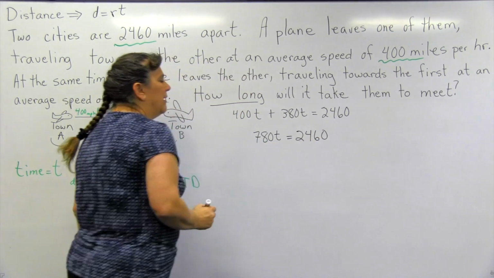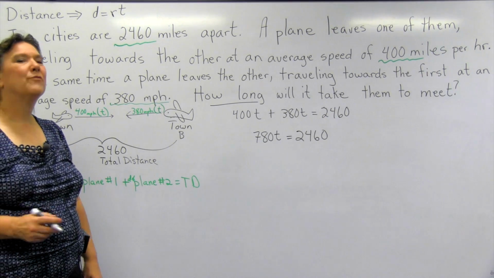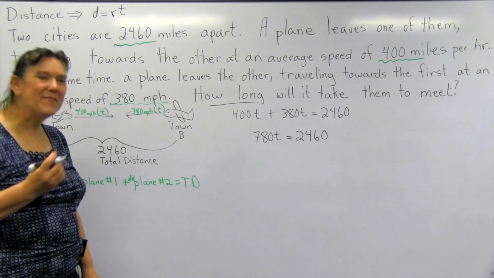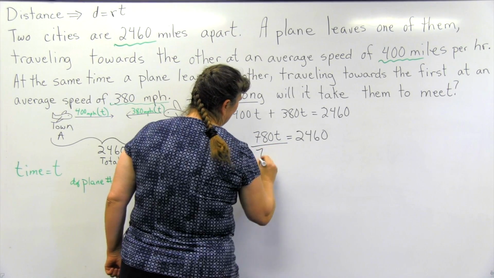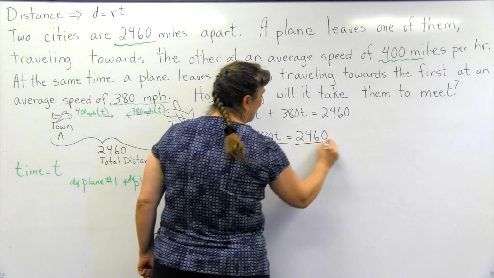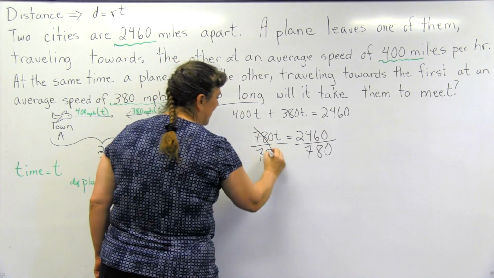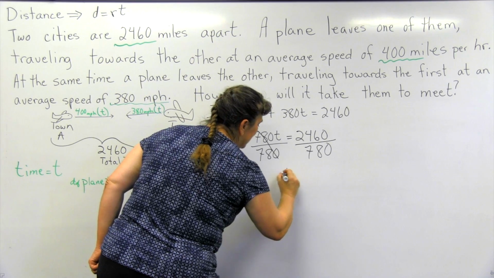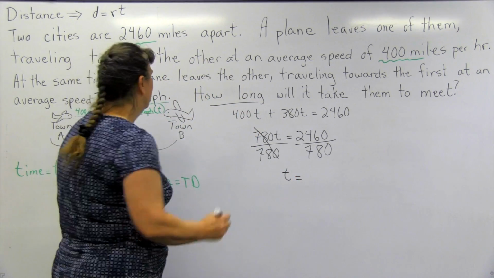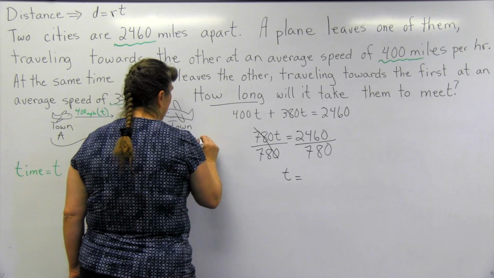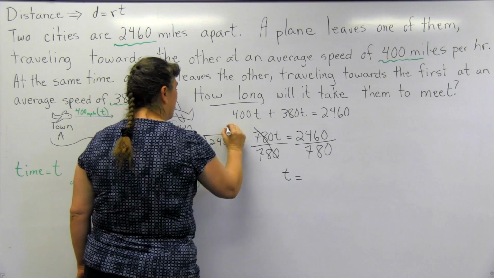2,460. Now, next step. What is it, guys? You've gone through this a lot. Tell me now. Tell me. Yeah, I hear that. It's division by the same number, 780, on both sides. Same thing's done. This makes 1, so you have T equals. Well, what is that going to be? I bet it's 3. 780 into 2460. Let's try 3.